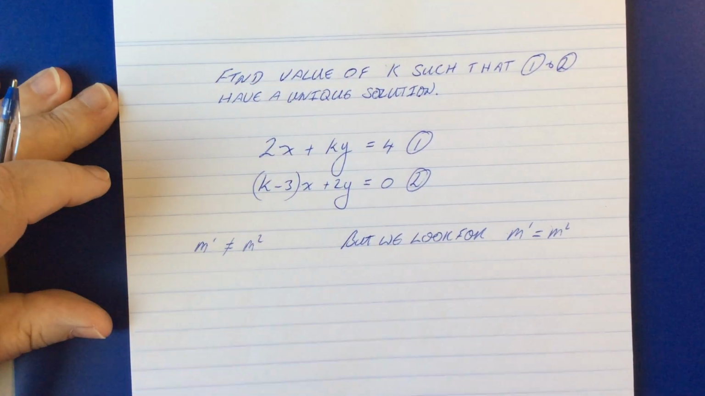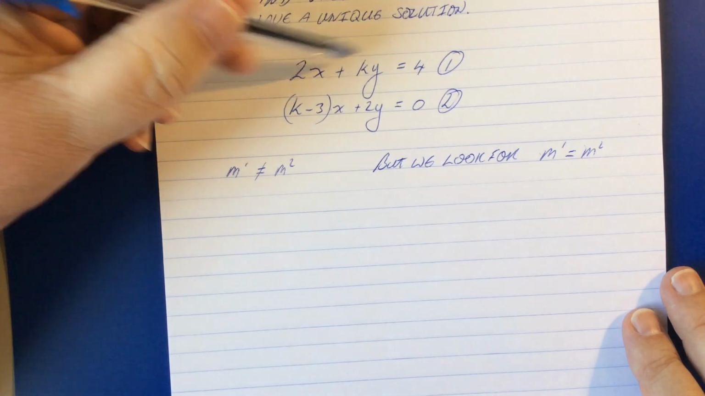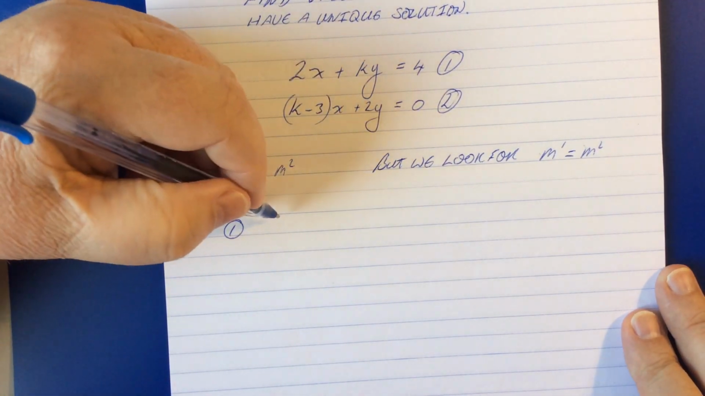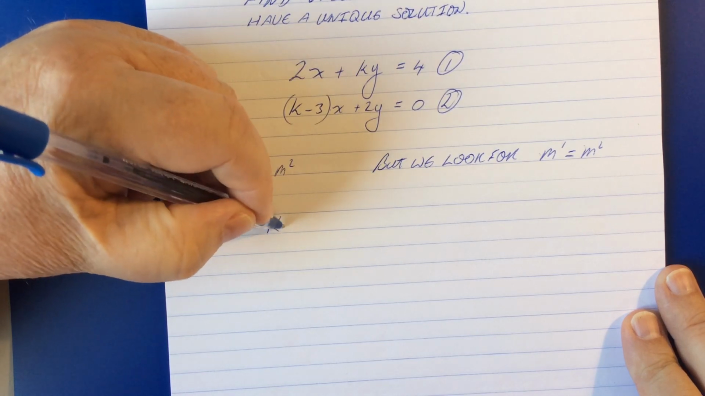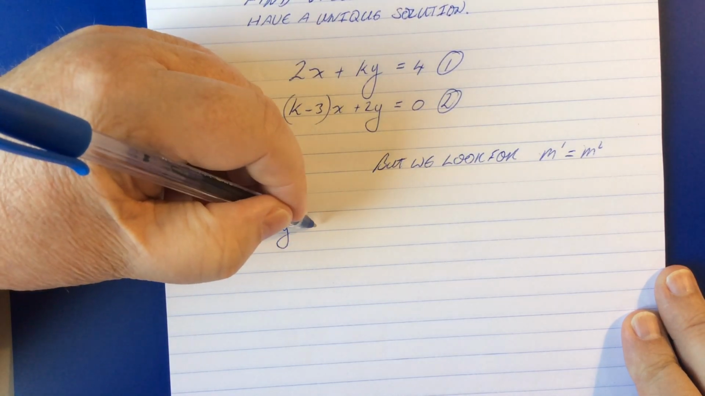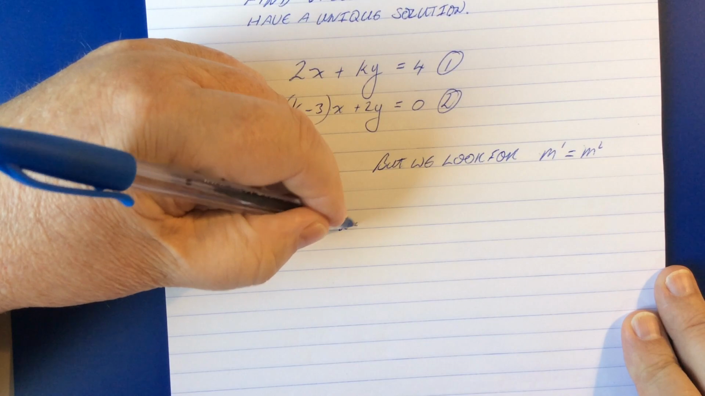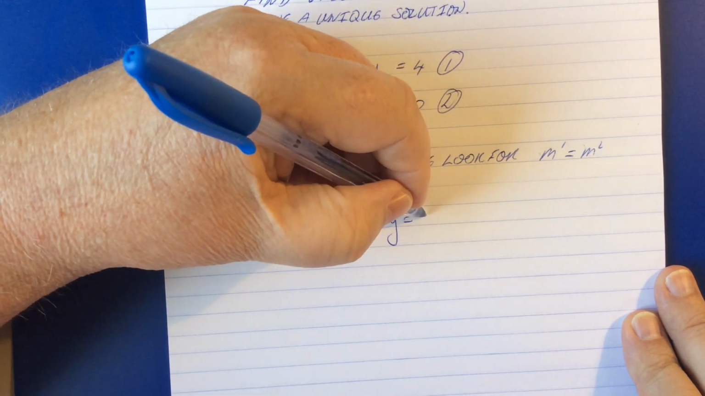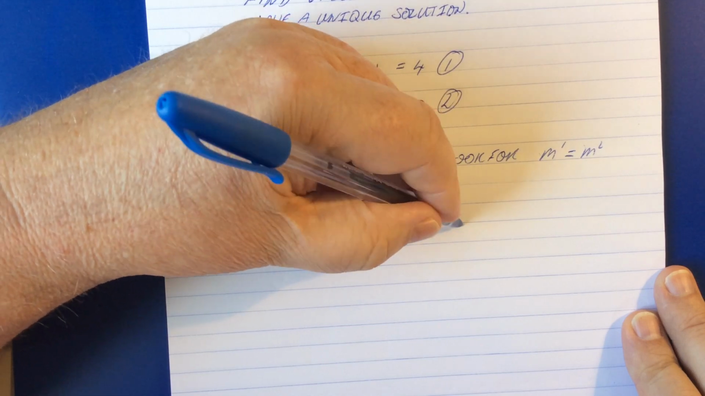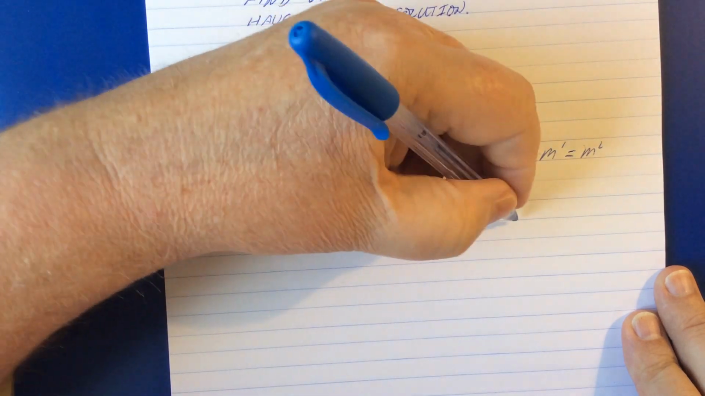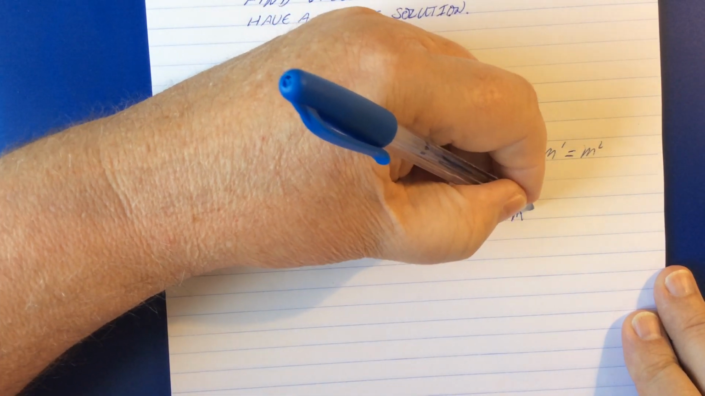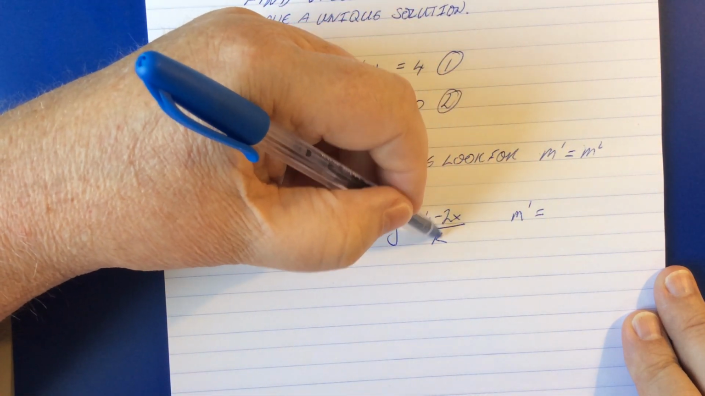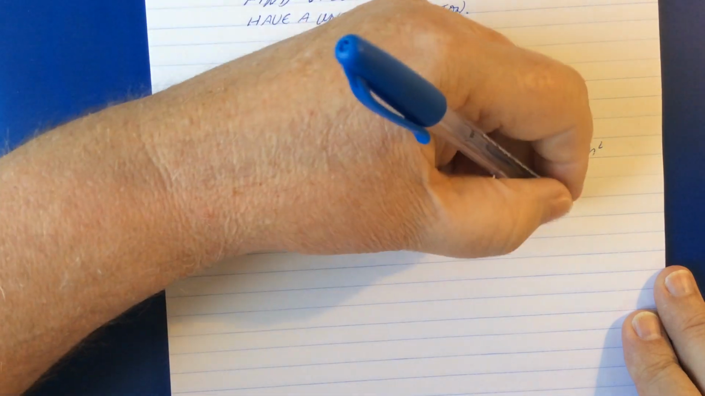Okay. So the first thing that we're going to do is figure out an expression for these gradients. So with 1, we have ky is equal to 4 minus 2x. Well, that means that y is going to be equal to 4 minus 2x all over k. And our gradient for this is going to be 2 over k. Have I got that right? Negative 2 over k.